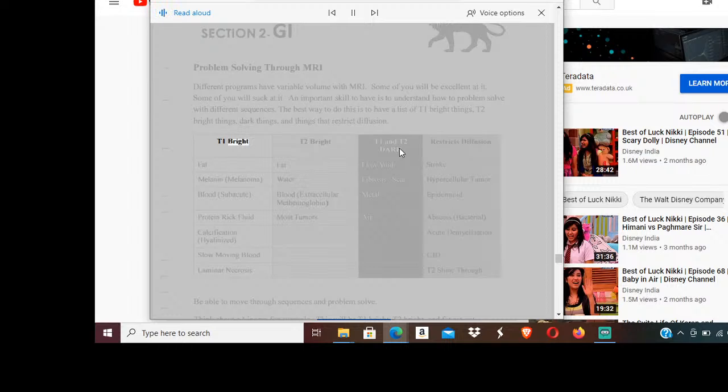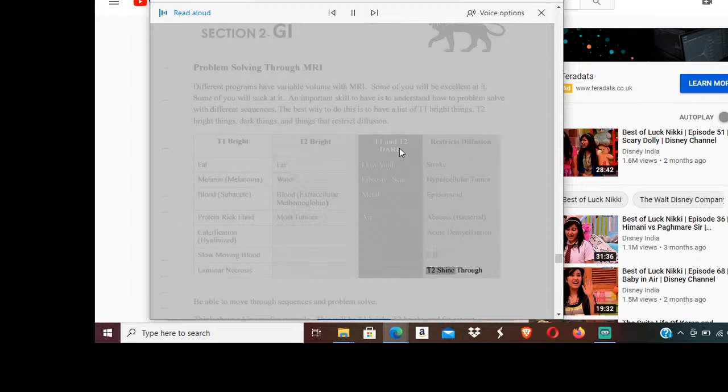T1 bright: fat, melanin, melanoma, water. T2 bright: blood, subacute, extracellular methemoglobin, protein-rich fluid, mucinous tumors, calcification, hyalinized, slow-moving blood, laminar necrosis. Be able to move through sequences and problem solve. Restricts diffusion: stroke, hypercellular tumor, epidermoid, abscess, bacterial, acute demyelination.